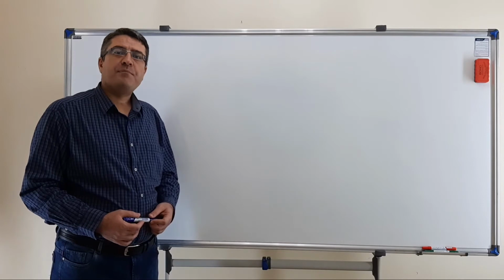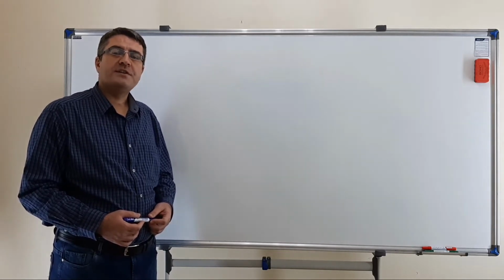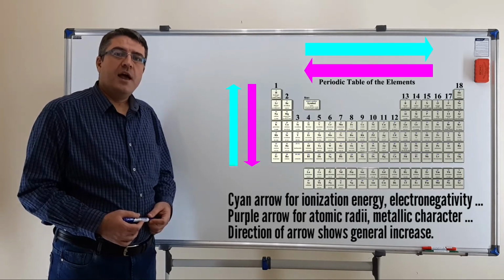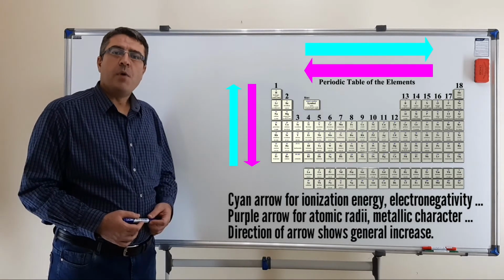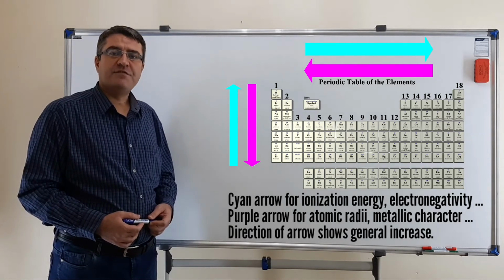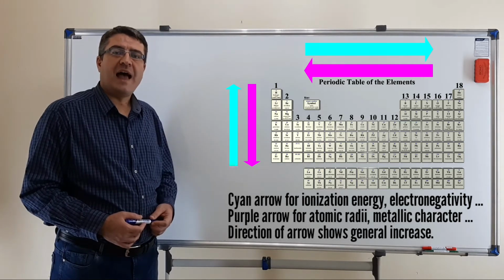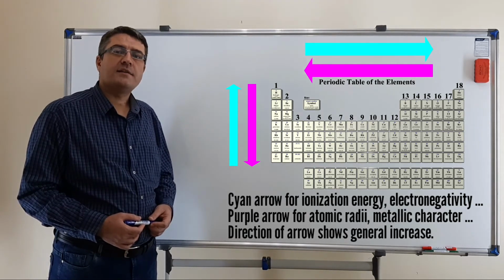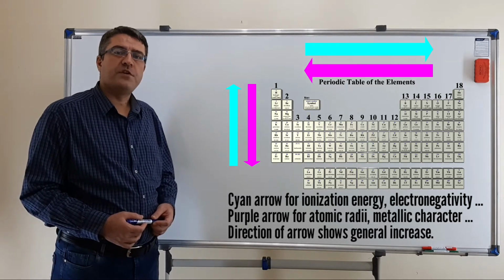In addition, we have periodic trends, which are specific trends or patterns in properties of elements revealed in the periodic table across periods or along groups. Among commonly discussed periodic trends, we have general trends of increase of ionization energy, electron affinity, electronegativity, and decrease of atomic radii and metallic character across periods from left to right and along groups from bottom to top.